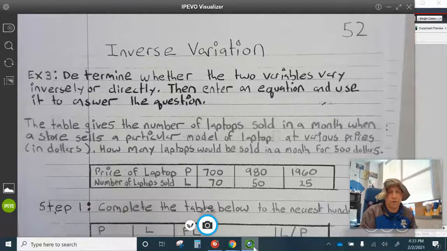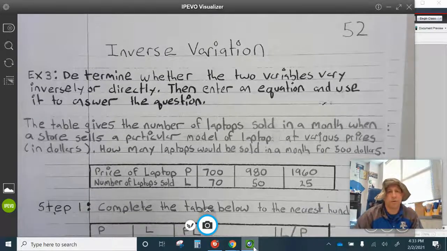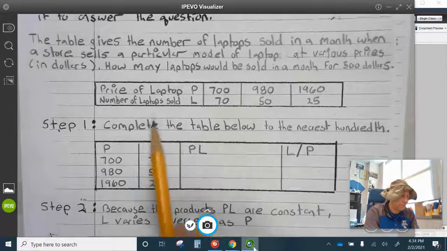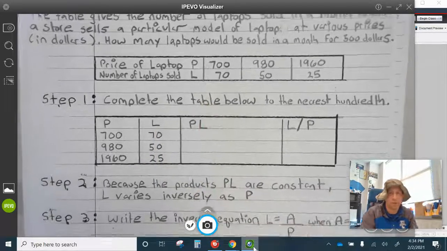All right, example 3. Determine whether two variables vary inversely or directly. Then enter an equation and use it to answer the question. The table gives the number of laptops sold in a month when a store sells a particular model of laptop at various prices in dollars. How many laptops would be sold in a month for $500 each? Okay, so the price of the laptop, number of laptops, we have our table. Now we're going to complete the table below.